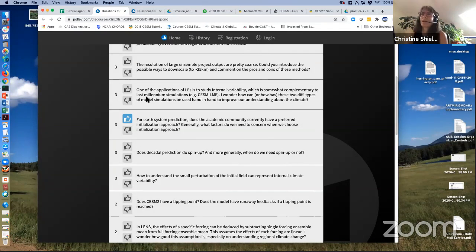One of the applications of the large ensembles is to study internal variability, which is somewhat complementary to the last millennium simulations. I wonder how can or how have these two different types of model simulations be used hand in hand to improve our understanding of the climate?